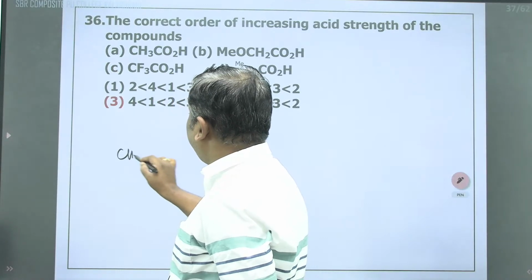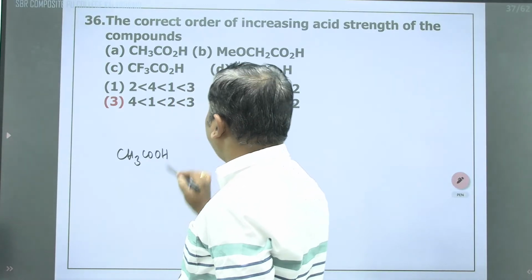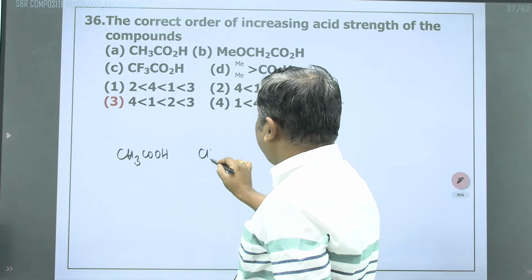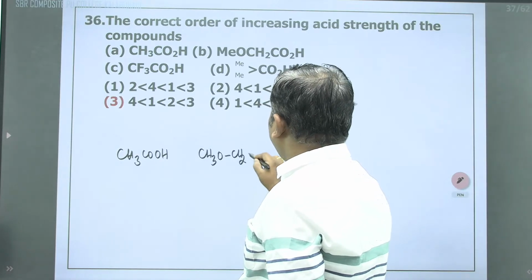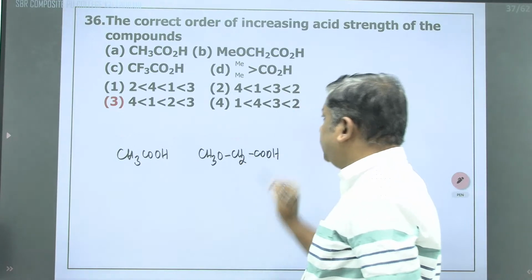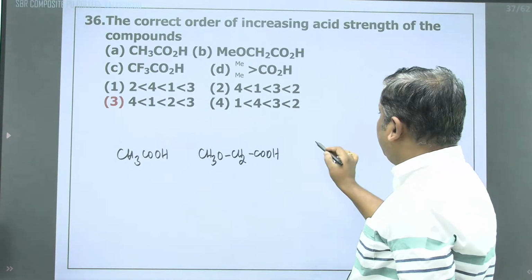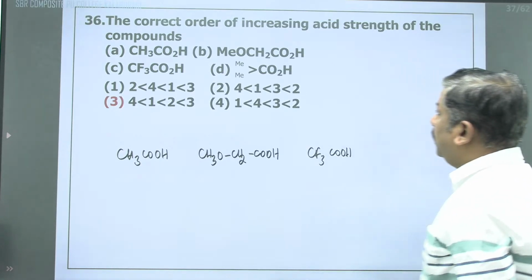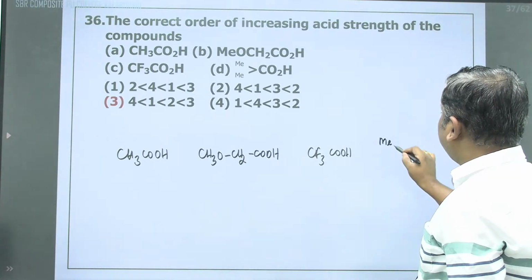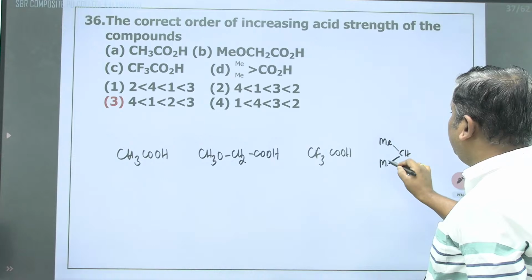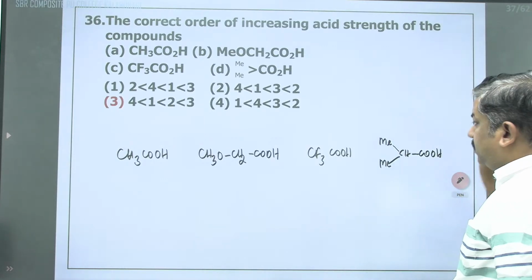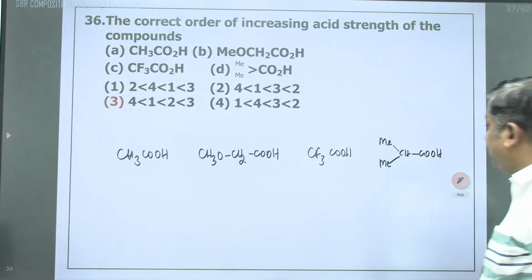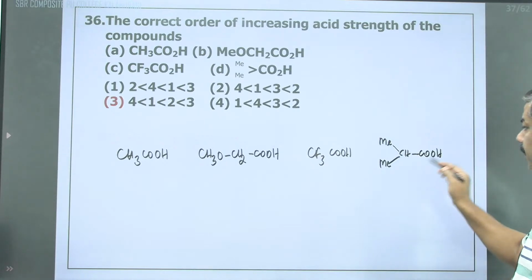The first one is the compound CH3COOH, an aliphatic carboxylic acid. The second compound is CH3OCH2COOH, methoxyacetic acid. The next compound is CF3COOH, trifluoroacetic acid. And the last compound, where a methyl group is present, is CH3COOH, simple acetic acid. Next one is methoxyacetic acid, trifluoroacetic acid. This one is a 2-methyl propanoic acid.